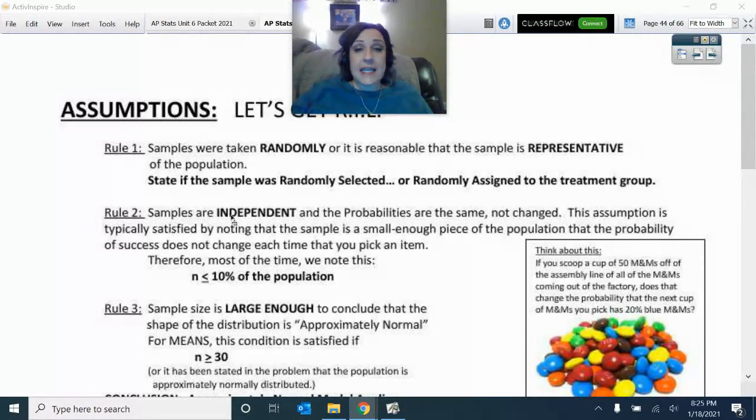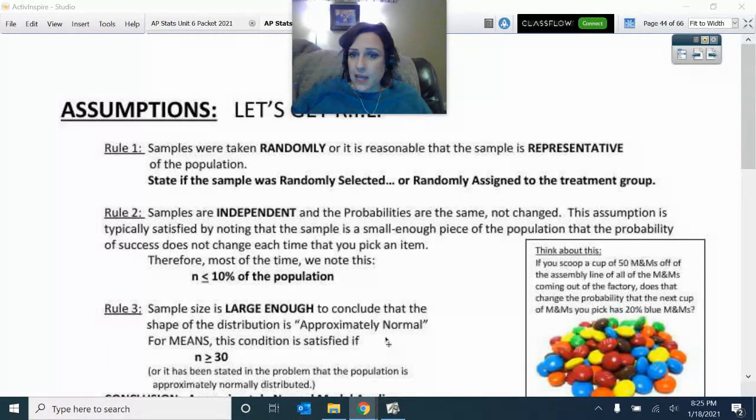Next, I is independent. So we know independent is important because we want to know that the probabilities from sample to sample have not changed. Okay, so this assumption is typically satisfied by noting that the sample we're going to take out is small enough that when you take that out, it's not changing the probabilities of what's left in the population.